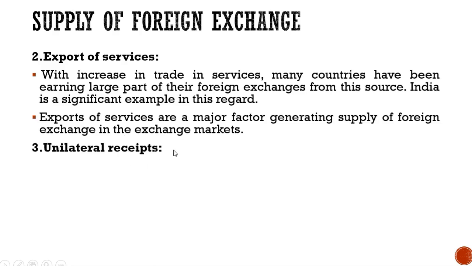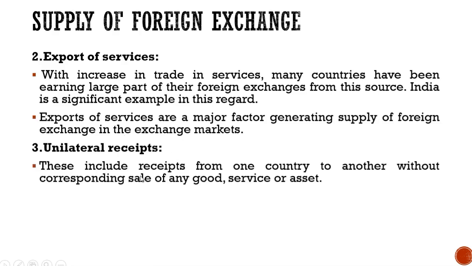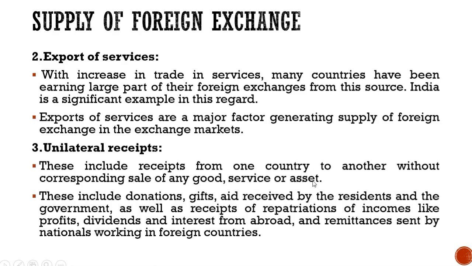The next point is unilateral receipt. These include receipts from one country to another without corresponding sale of any goods, services or asset. These include basically donations, gifts, aid received by the resident and the government, as well as receipts of repatriations of income like profit, dividend and interest from abroad, and remittance sent by nationals working in foreign countries.